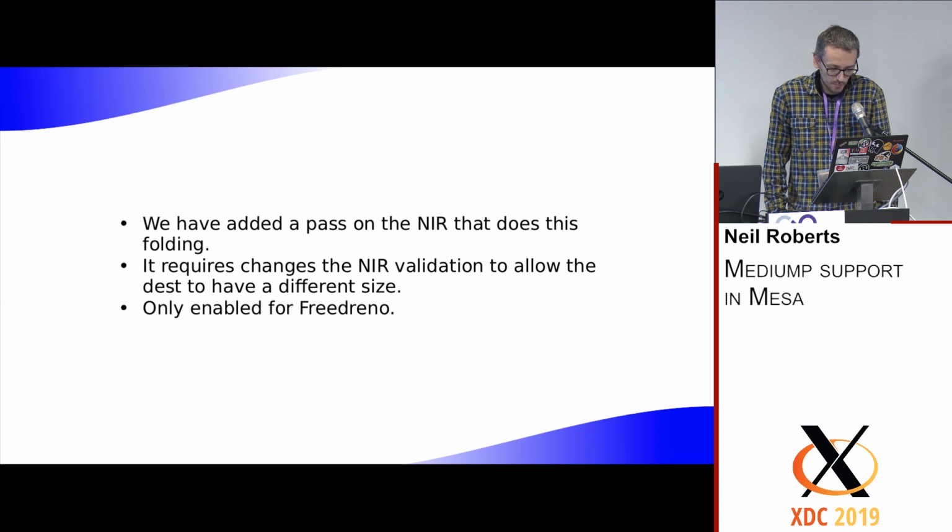So this is probably a bit controversial because NIR requires that the destination for an instruction has the same bit size as the source operands. So in this case, we're breaking that because we really want NIR operations where the destination bit size is different from the source. So we had to change the NIR validation to get this to work. And yeah, this pass is only enabled for Freedreno.